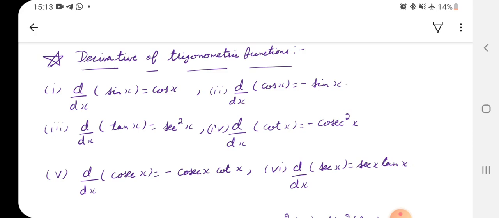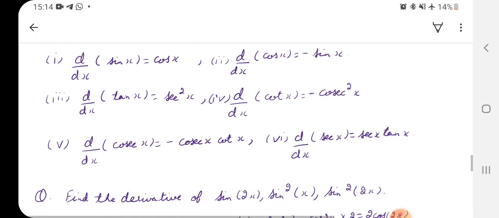Next, derivative of cos x will be minus of sin x. Derivative of tan x will be secant square x. Derivative of cot x will be minus cosecant square x. Derivative of cosecant x will be minus cosecant x cot x. Then last, derivative of secant x will be secant x into tan x. So all these formulas you have to remember to find the differentiation of trigonometric functions. So based on this we will face the problems.